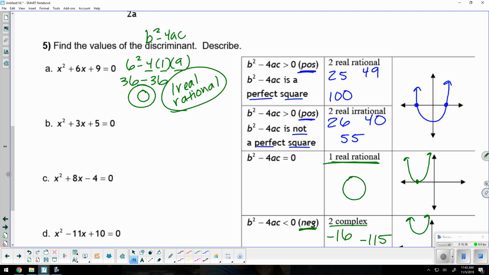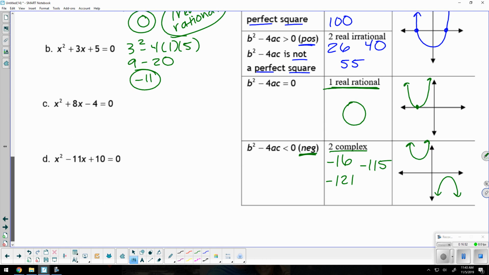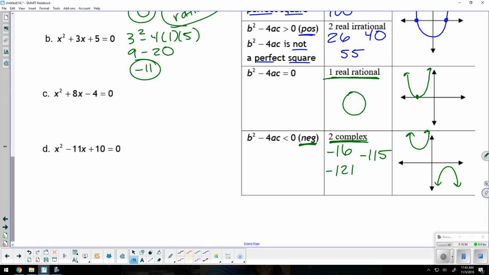All right. Let's try the next one. So b squared minus 4ac for b. This would be 3 squared minus 4 times 1 times 5. So that would be 9 minus 20, which would be negative 11. That's our discriminant. The fact that it came out negative means that you would have two complex solutions then. So it'd be two complex.